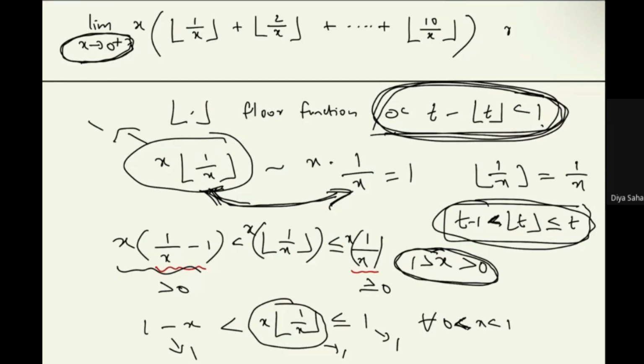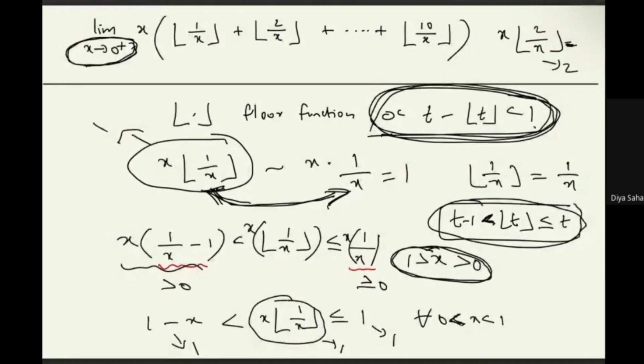What will be the limit of x times the floor of 2 by x? In a similar way you can do it, and it will be 2. Similarly, x times the floor of 10 by x will be 10. So what will be the final answer? 1 plus 2 plus 3 and so on, plus 10.